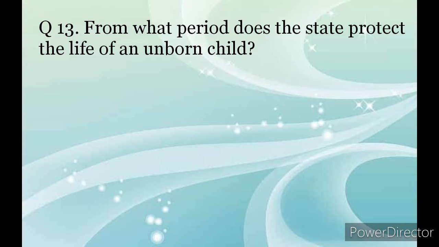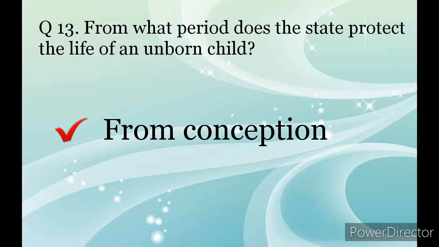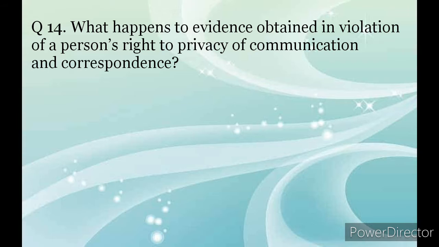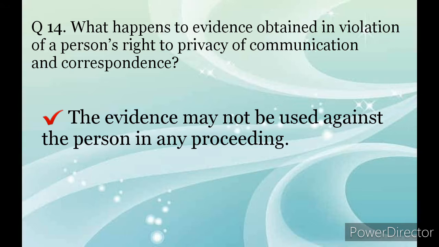Question 13. From what period does the state protect the life of an unborn child? Answer. From conception. Question 14. What happens to evidence obtained in violation of a person's right to privacy of communication and correspondence? Answer. The evidence may not be used against the person in any proceeding.